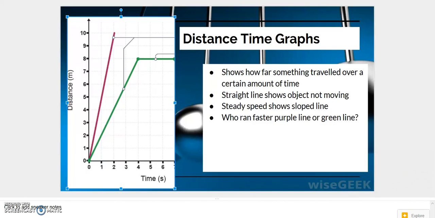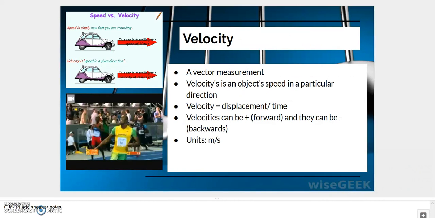Alright, so besides distance-time graphs, we move on to something that's a vector. Velocity. Velocity is a vector. It measures how fast, which is a magnitude, and in a direction. We measure velocity with displacement and time. So velocity is equal to displacement divided by time. Velocities can be positive, they can be negative, it depends on what direction something is traveling. The units for velocity are meters per second.